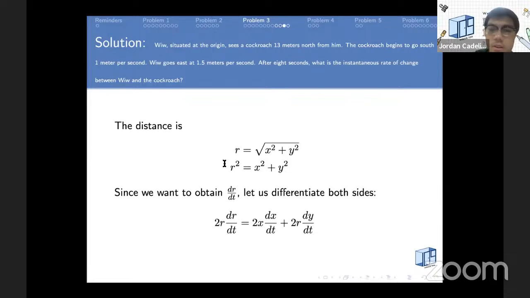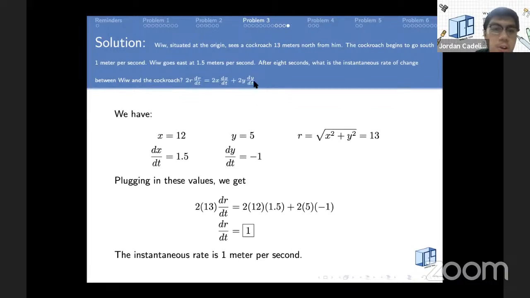Okay? So next. So we list down the given naman ngayon. So after 8 seconds, yan yung goal natin. Ang x natin is 12, ang y natin is 5. So bali ang r natin is square root of x squared plus y squared equals 13. Then dx over dt is 1.5 since pakanan naman si Will. Then ang dy over dt natin is negative 1.